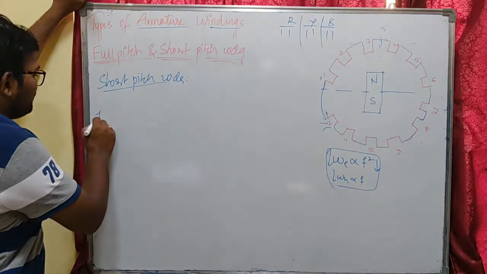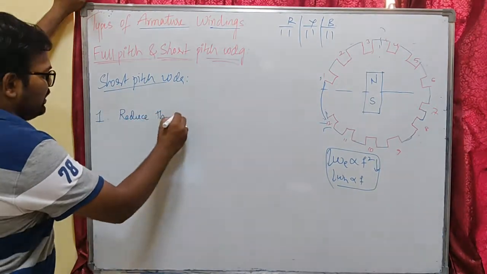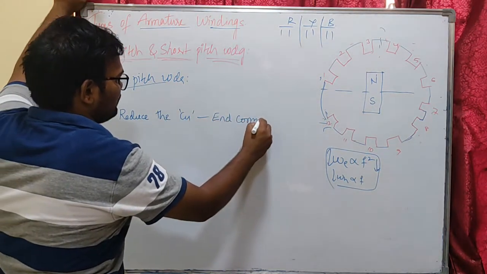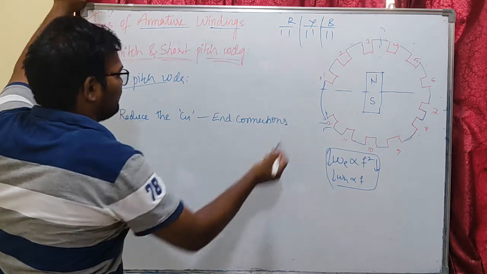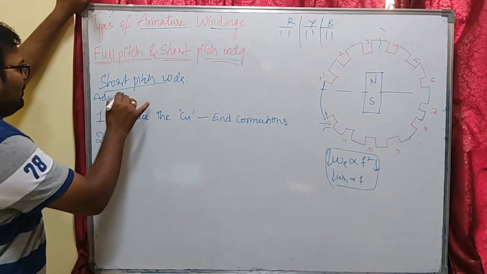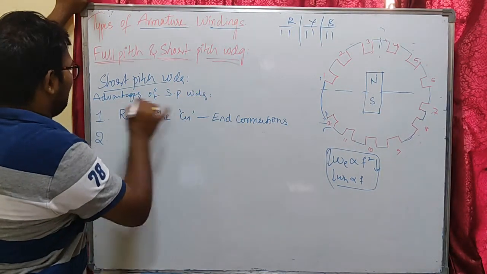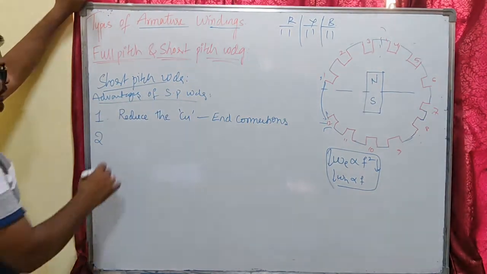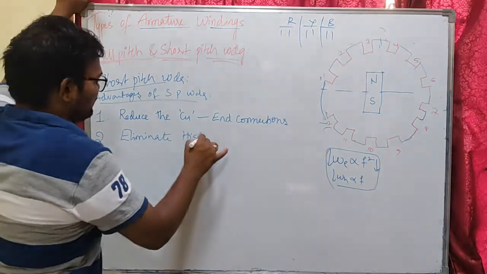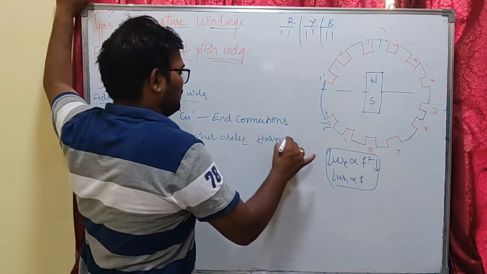So the advantages are, first one is we can reduce the copper used for end connections. Overhangs, nothing but end connections, are overhangs. And the second advantage of short pitch winding is you can eliminate higher order harmonics. Higher order harmonics are nothing but high frequency harmonics.